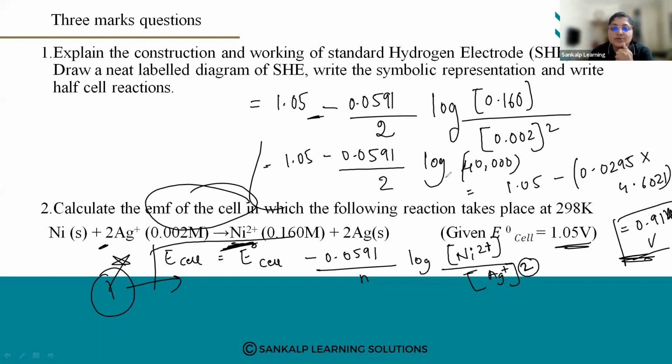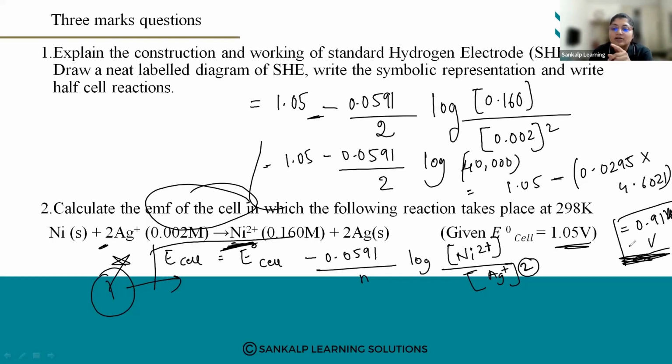So this is how I have shown the substitution. Log of 0.160 divided by 0.002 becomes 40,000. You have to solve this, then convert it like this. All these steps should be mentioned. If you mention the steps, then only you will get a proper 1 mark.